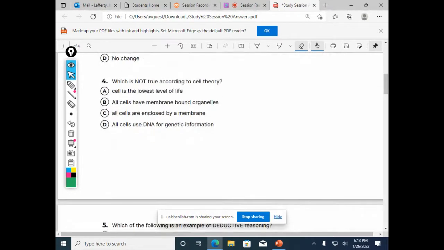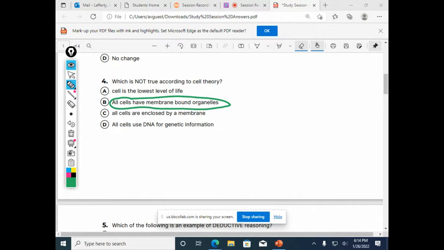All right. According to cell theory, what's not true? Okay. We know that's not true. Good. So that by default means cells are the lowest level of life. All cells are enclosed by a membrane. We talked more about the cell membrane today and what that entails. And all cells use DNA for genetic material. Those are the 3 key concepts of cell theory. So pretty much anything else I put in there is just not true.